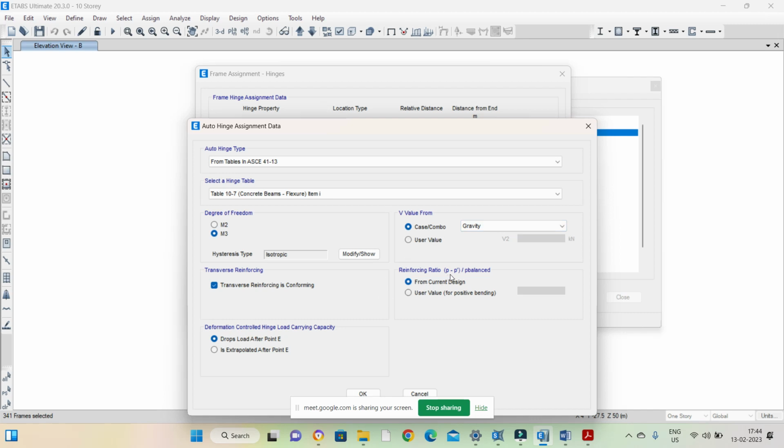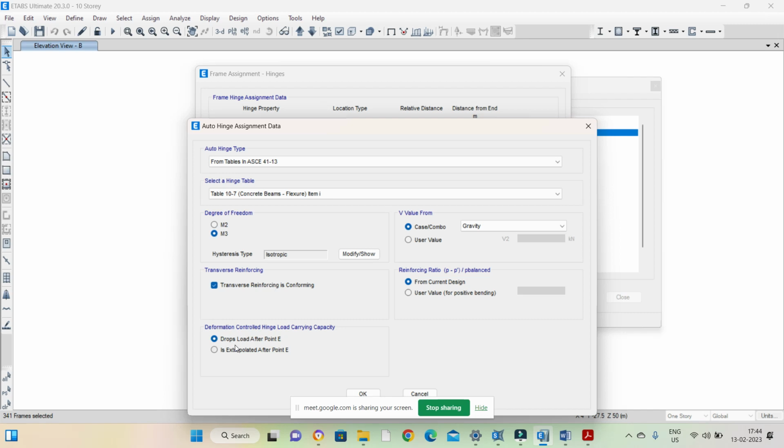And here you see reinforcement ratio from current design. This means the design we have done just now, so it will consider the reinforcement according to the design we have run now. And here you see transverse reinforcement is conforming, meaning we are considering ductile detailing. We are assuming that our structure is provided with sufficient ductile detailing. If you do not want to consider the confinement effect or ductile detailing, then you can ignore this one.